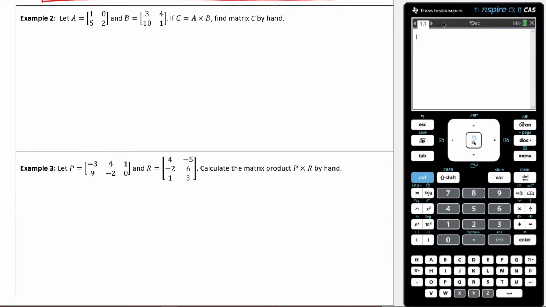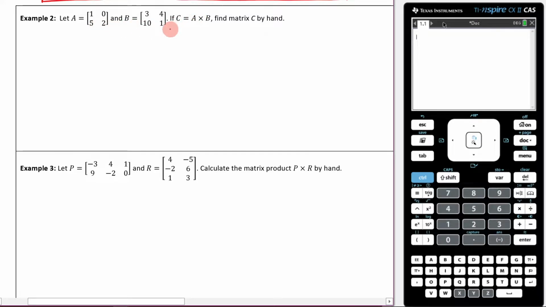We are now finally actually going to do matrix multiplication. So let's read this example here. It says, let A be this matrix and B be this matrix. If C is equal to A times B, find matrix C by hand. So here it is. We need to perform this matrix multiplication. How are we going to do it?